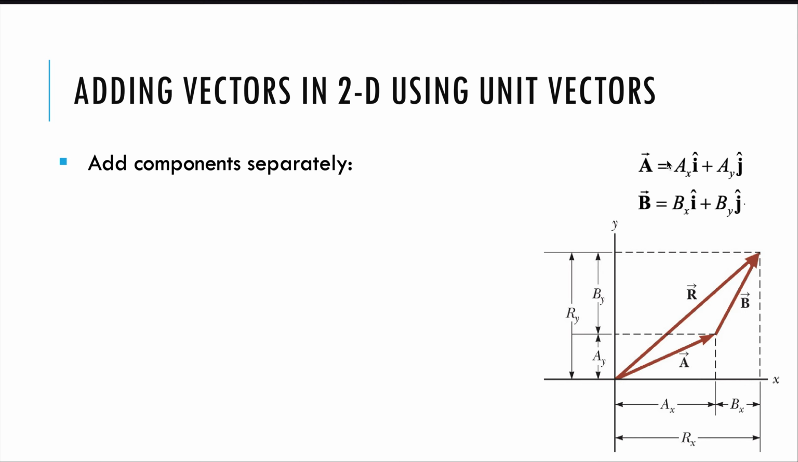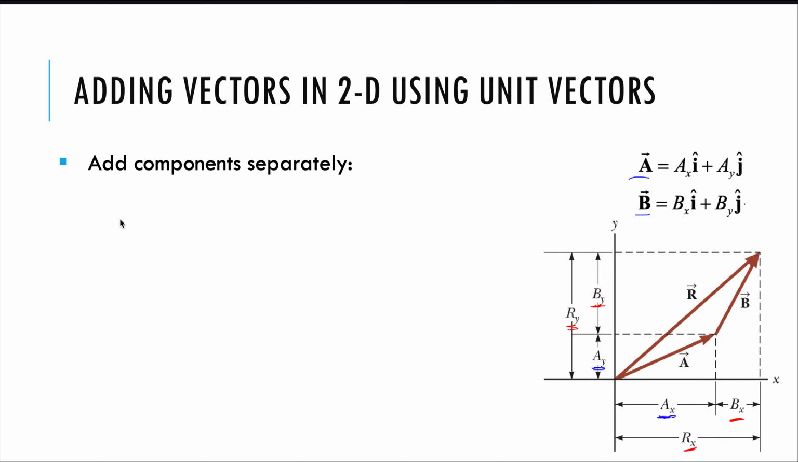Let's say that we are given vectors a and b. They have an x and a y component. So this is vector a here with its x component and its y component. And then we have vector b over here with its x component and its y component. And we know that to add vectors, we have to add the components separately. So to get Rx, for instance, we're going to have to add ax plus bx. And to get Ry, we're going to have to add ay plus by.